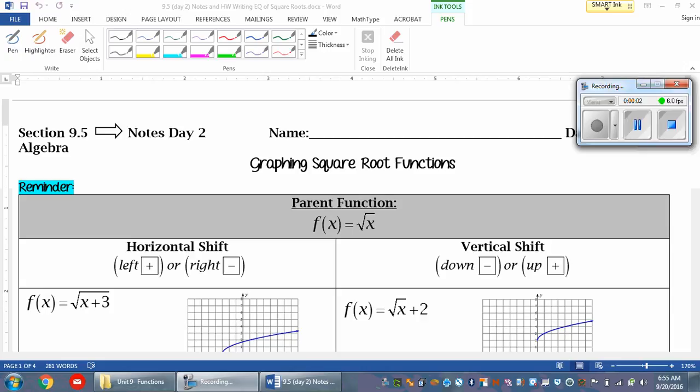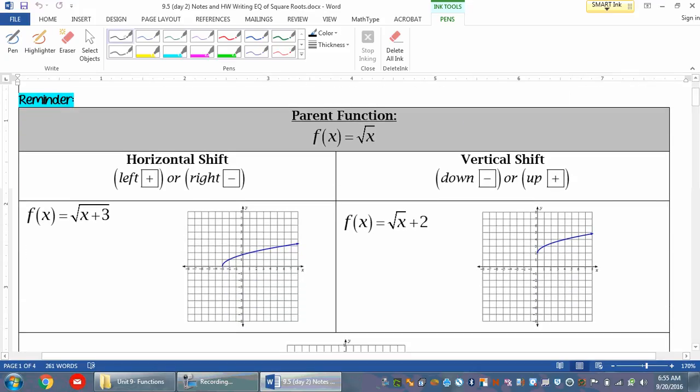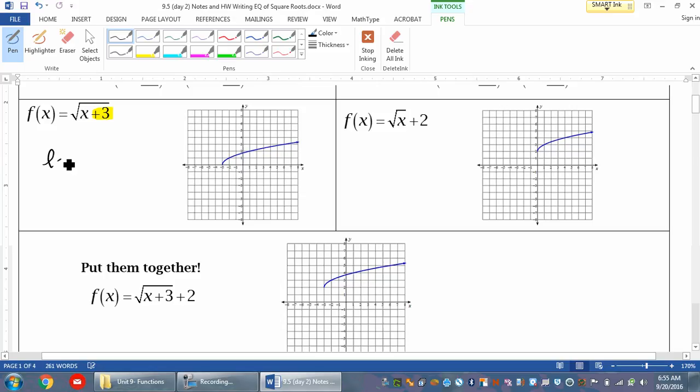Welcome back. We are going to be writing the equations of square root functions. Remember the parent function we're dealing with is the square root, so that is the graph that looks like an eyebrow. Let's go ahead and review horizontal shifts. Remember, what's under the square root means it's going to be the opposite. Instead of plus 3, use left 3. Just notice I went to the left 3 from the origin.